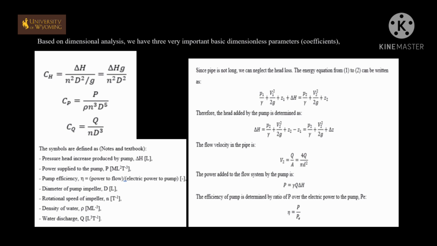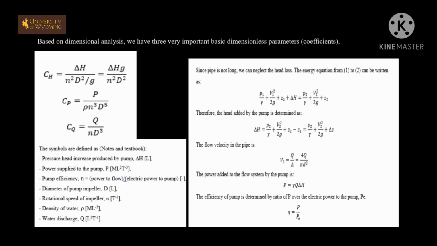Power coefficient is given by the formula P divided by rho n cubed d to the power 5, where P is the power supplied to the pump, rho is the density of water, n is the speed of rotation of the impeller, and d is the diameter of the pump impeller.